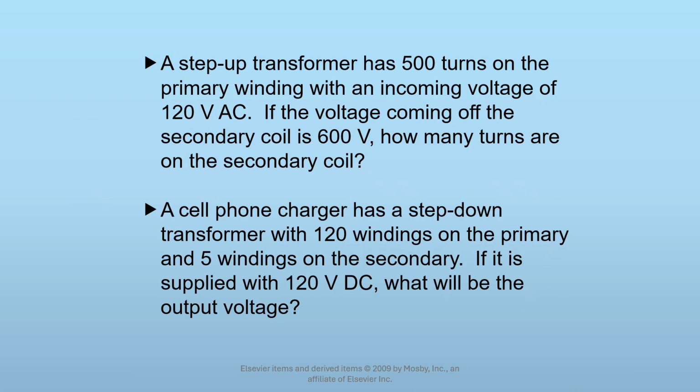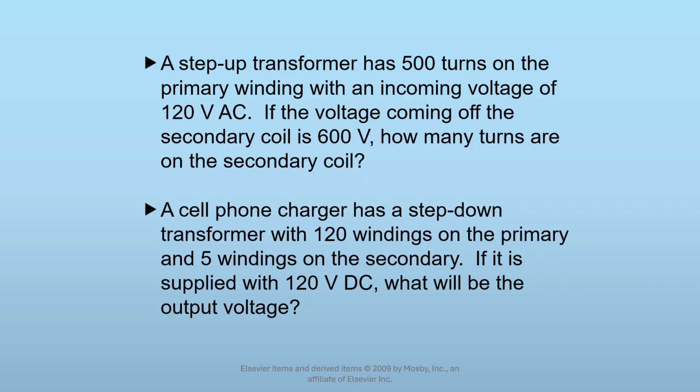Okay. So let's consider some transformer law problems. A step-up transformer has 500 turns on the primary winding with an incoming voltage of 120 volts AC. Okay. And so our number of turns primary, bottom right, is 500. Our voltage primary, bottom left, is 120. And then the voltage secondary, top left, is 600. How many turns on the secondary coil? Well, that's the unknown. That's top right.